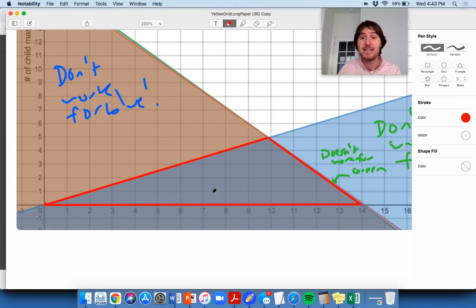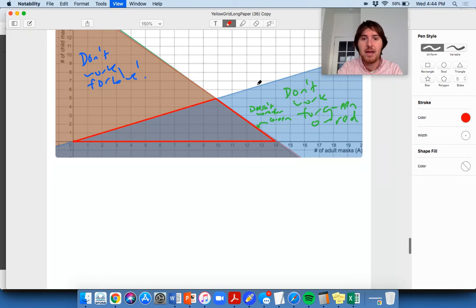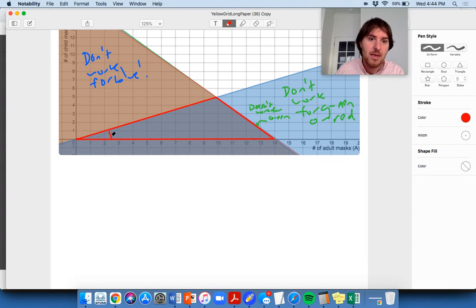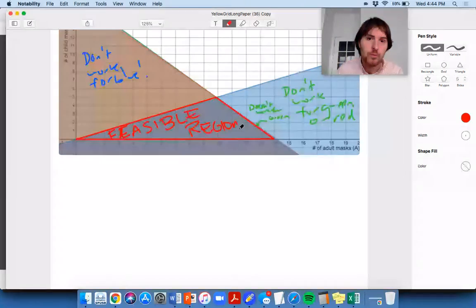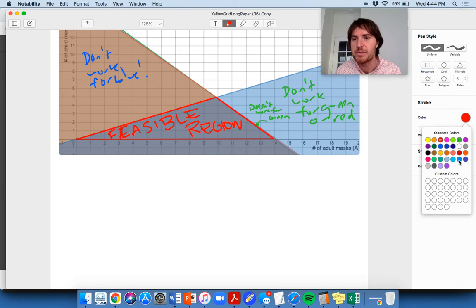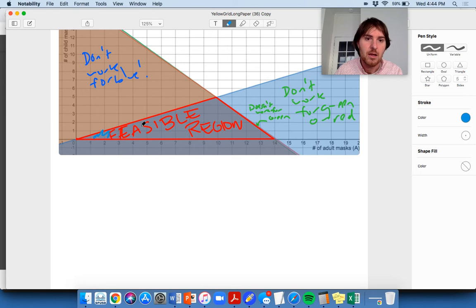And I stopped it here, right? Because remember, the context of the problem is that the number of masks can't be negative. You can't have a negative amount of masks here. So let me zoom out, and I've found myself this is our feasible region right here, okay? So that's what we're talking about. And this is where my solution set is. Solution set is here.